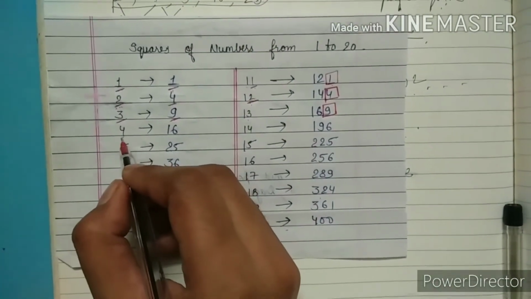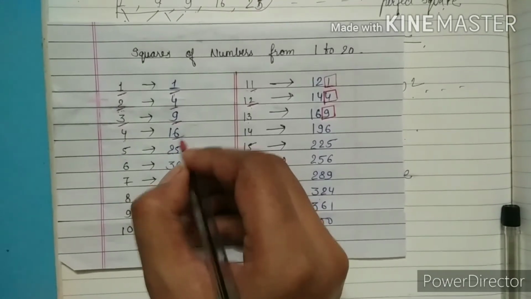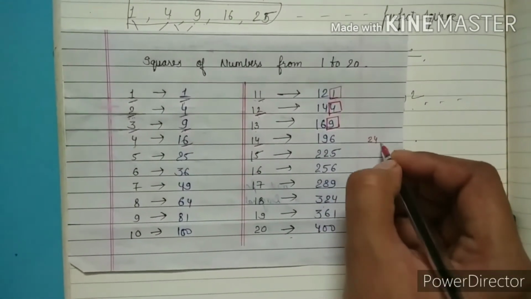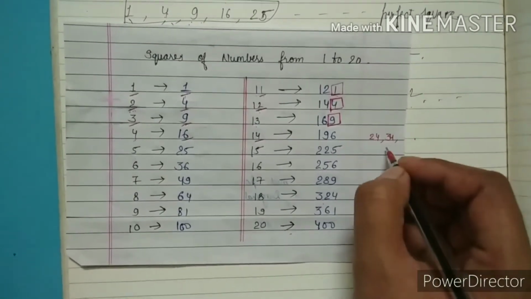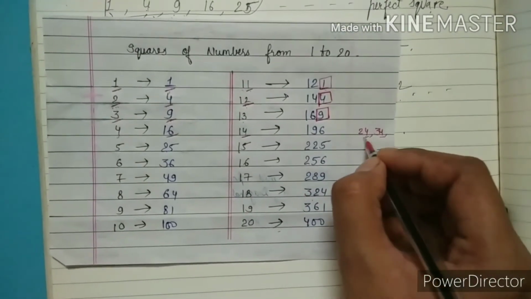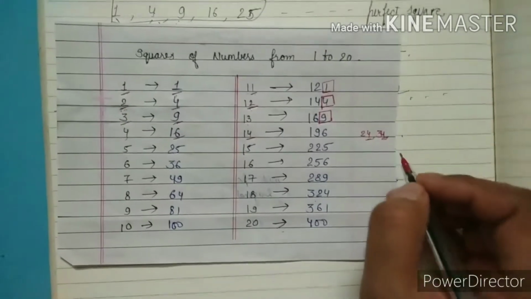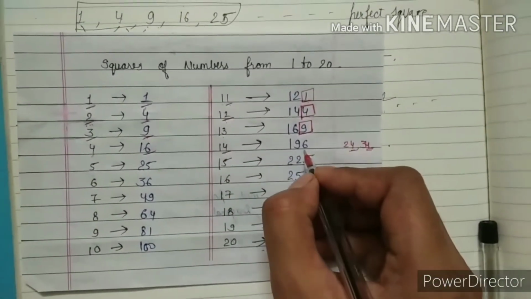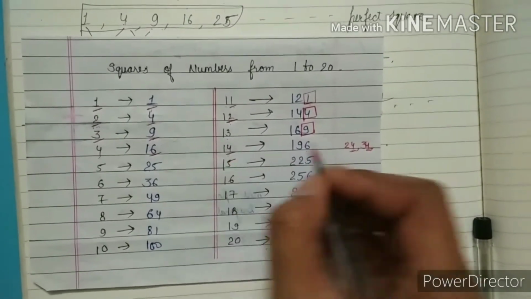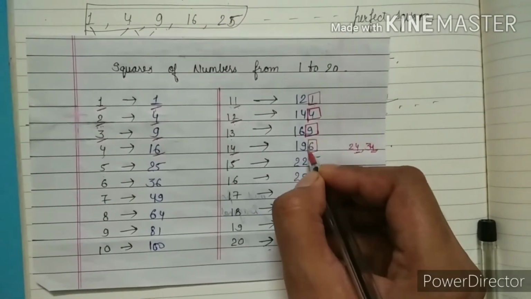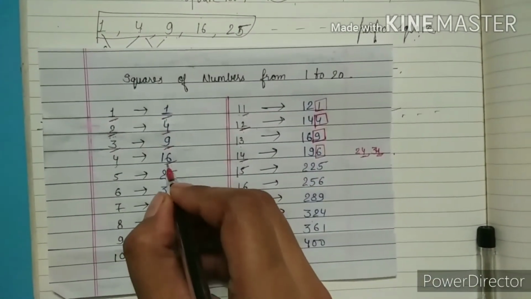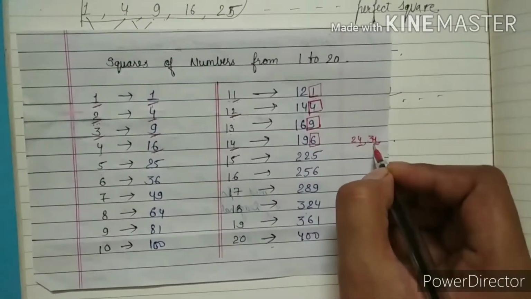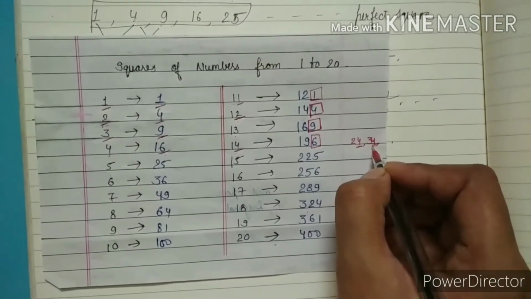Here the square of 4 has unit place 6. In 14 we also have 4, in 24 we also have 4, in 34 also 4. So here 14 square has unit place 6. Here also 6, in 24 also 6, in 34 also we have 6.